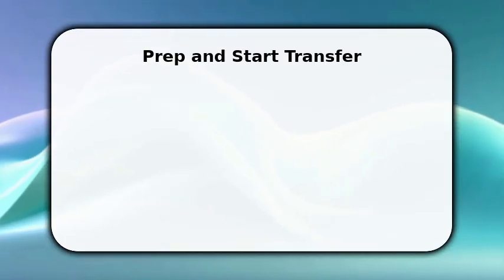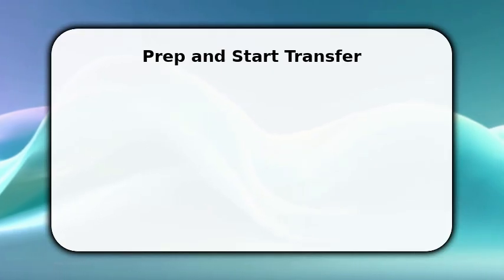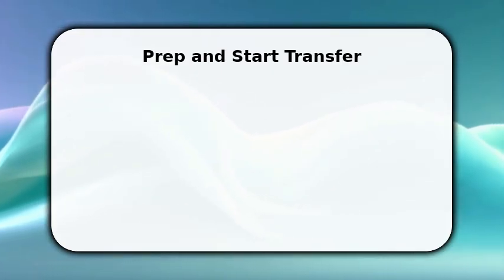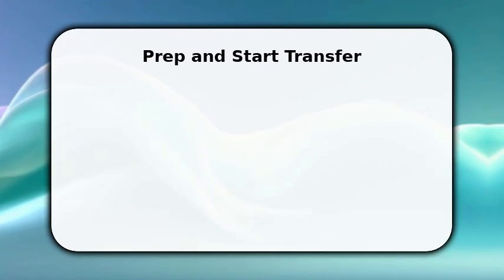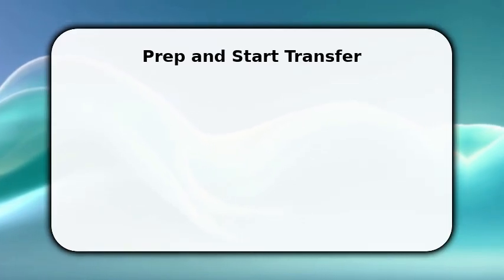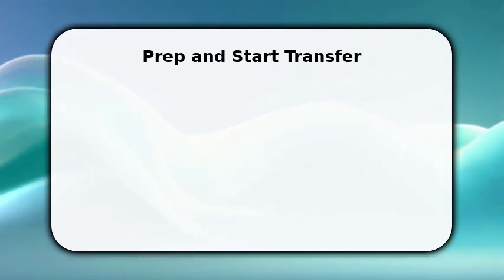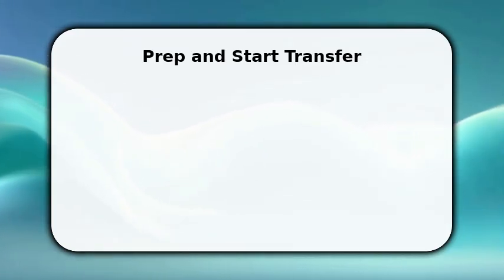You begin by preparing both phones, charge them, and join the same Wi-Fi network. On Android, open Move to iOS, and on the iPhone, choose Move Data from Android during setup. Once done, the iPhone shows a numeric code. Enter that code into the Android app to create a private Wi-Fi link.